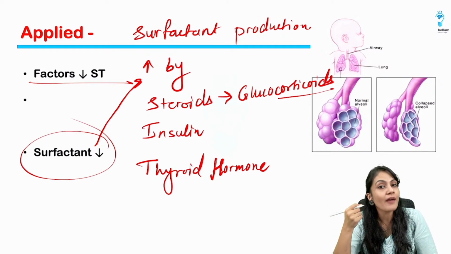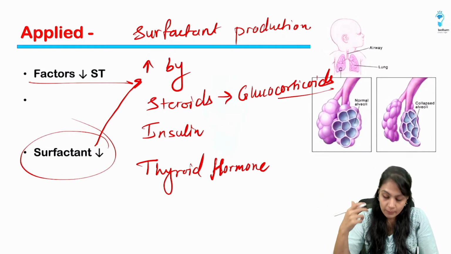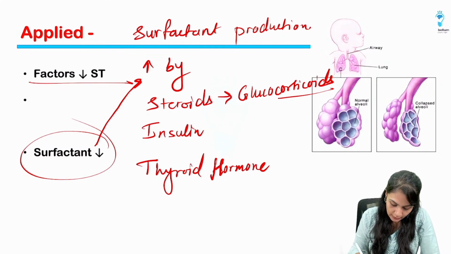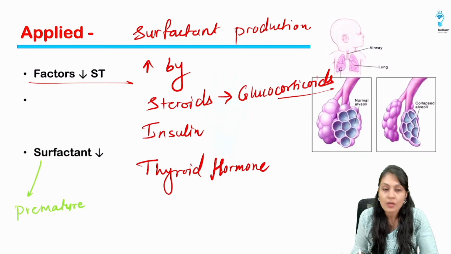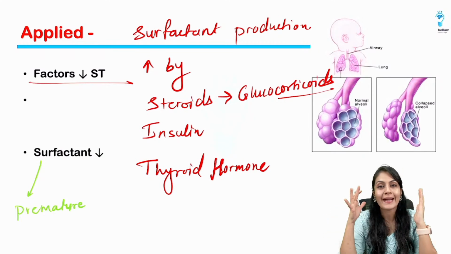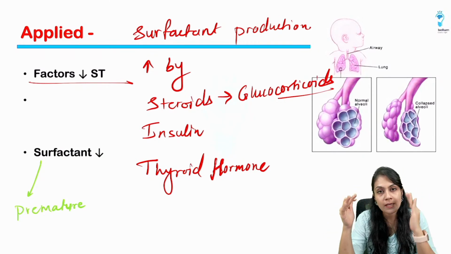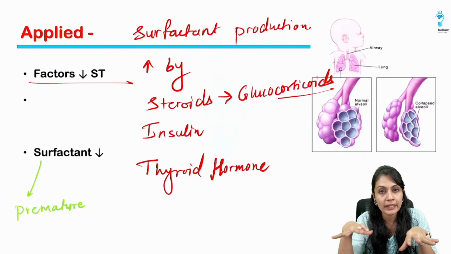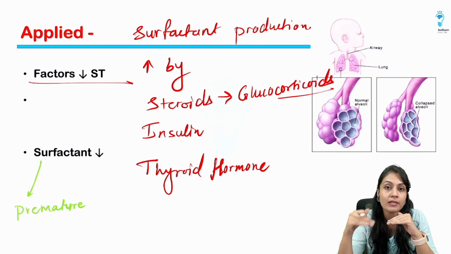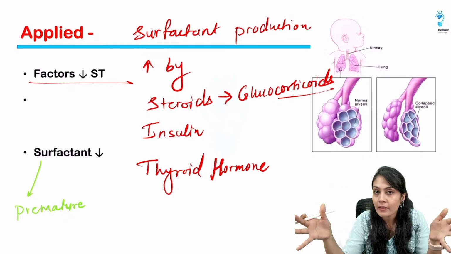And if the baby is having less surfactant, or the baby is born prematurely, the surfactants are decreased in the cases of premature born babies. For the complete maturation we require at least 38 weeks. If the baby is born before 38 weeks, definitely the surfactant won't be produced, or the adequate levels that are required won't be there in the alveoli.